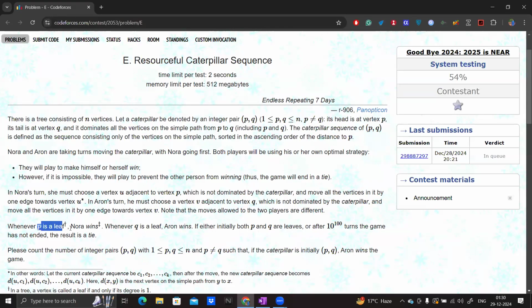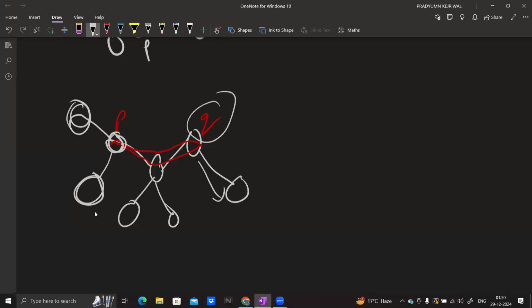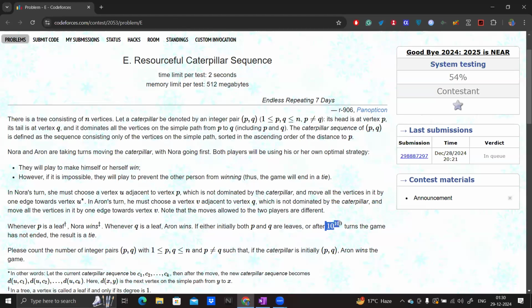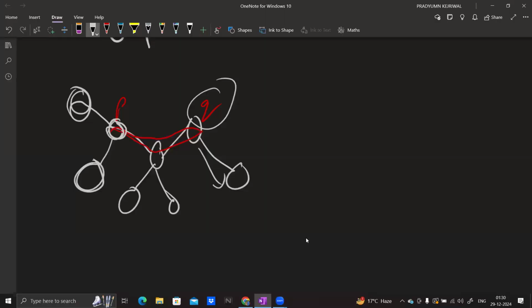Whenever p is a leaf, Nora wins. And whenever q is a leaf, Aaron wins. If either initially both p and q are leaves, or after infinite turns the game has not ended, it is a tie. Basically, the game will go on, and if after 10 to the power 100, but essentially infinite turns, the game has not ended, it is a tie.